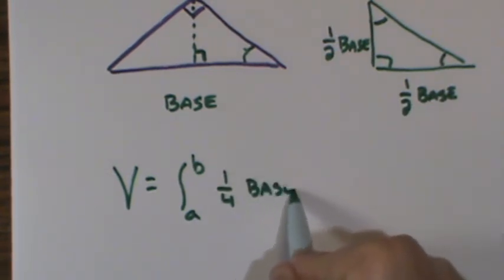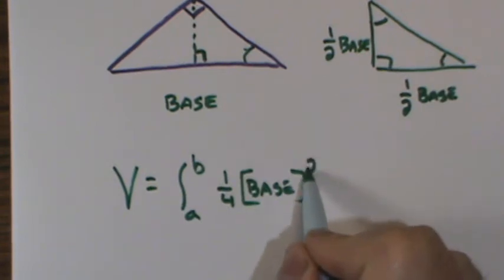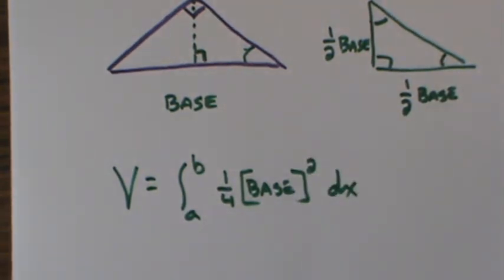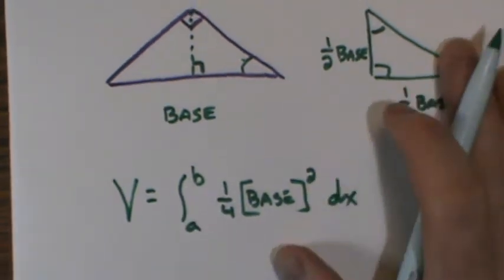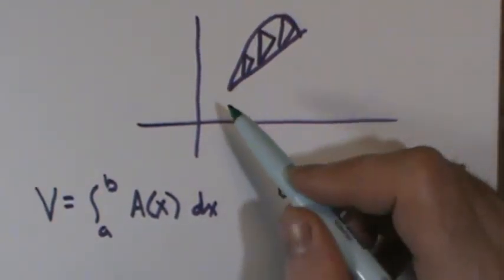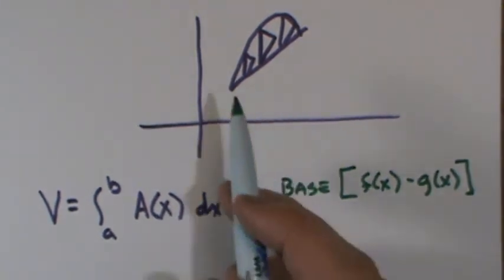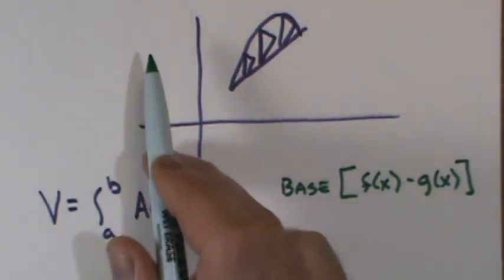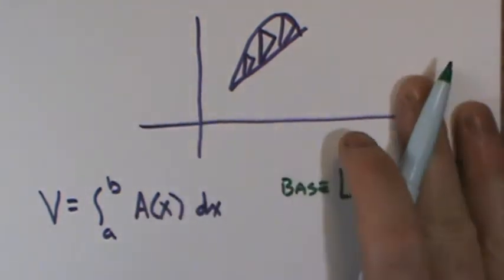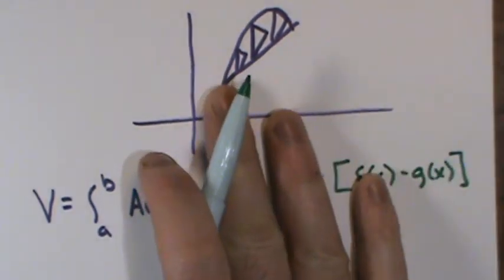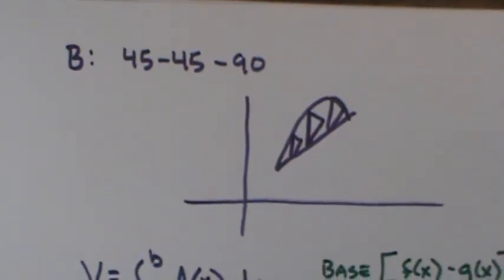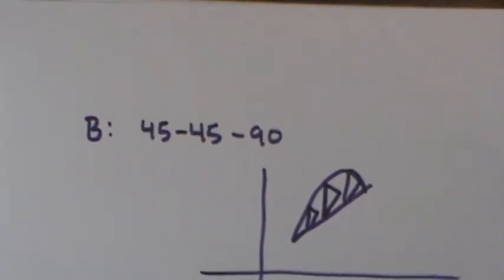Base squared dx. And that would set up our volume, our integral for our volume, where you're replacing the base with whatever these functions are, the top function minus the bottom. And this goes both directions. So if I had a slicing that was going perpendicular to the y-axis, I'd have to do the rightmost function minus the leftmost function. We'll get into that when we do specific examples. Let me keep rolling here.